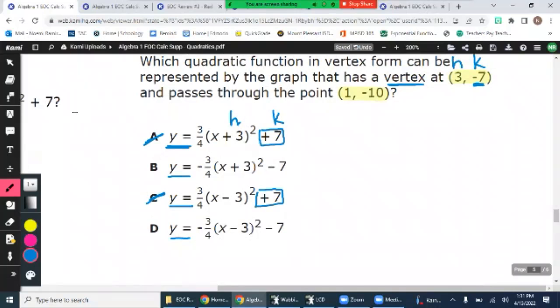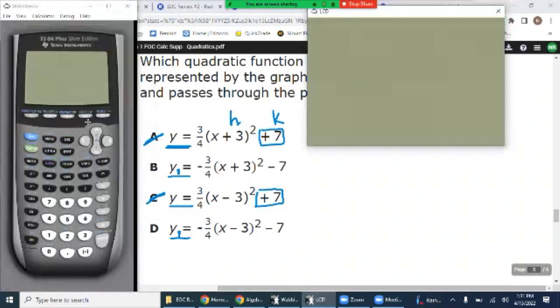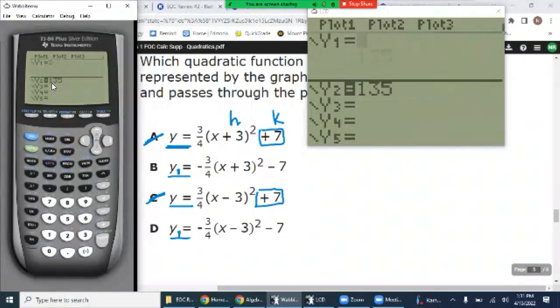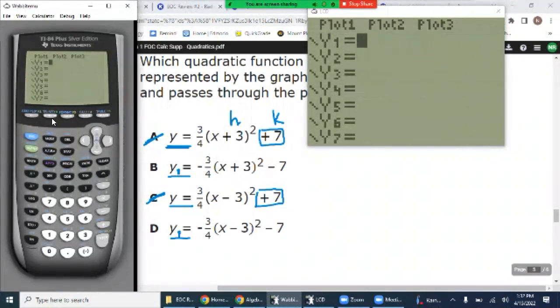From there, step 2, with the remaining answers, you're going to type them into Y1, one at a time. Don't try to be a hero and type everything in at the same time. No, one at a time. And you're going to press second graph to see which one of these 2 equations matches the points that we are given. So I'm going to go to Y equals, type it in exactly the way you see it. Erase anything you may see from what my 5th period left.